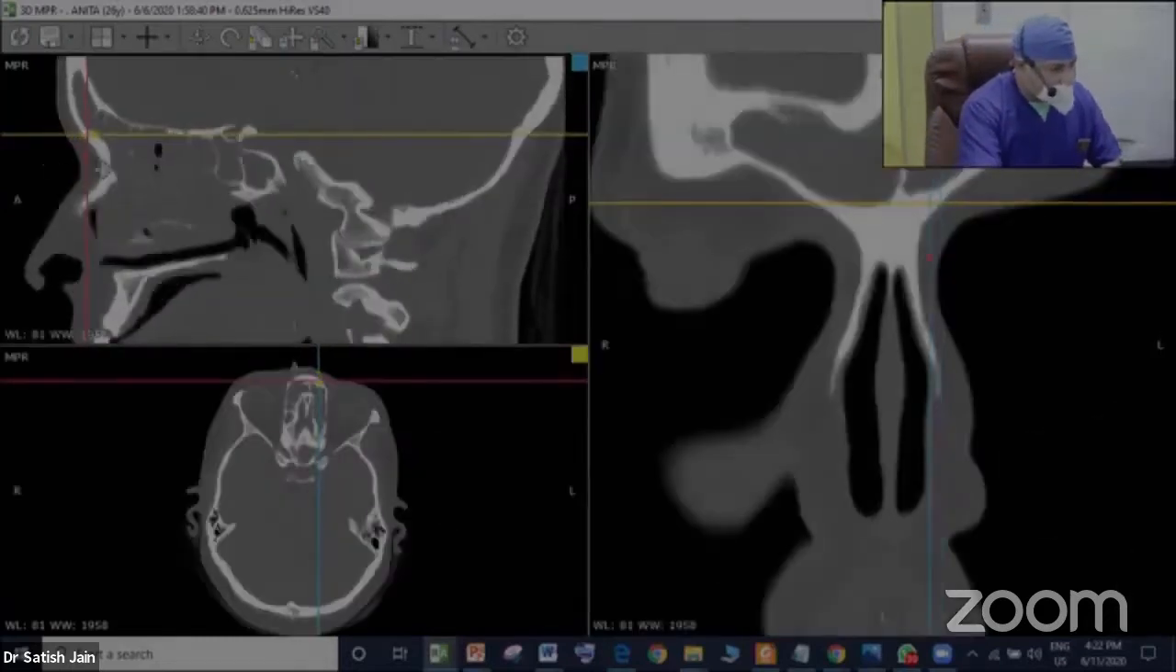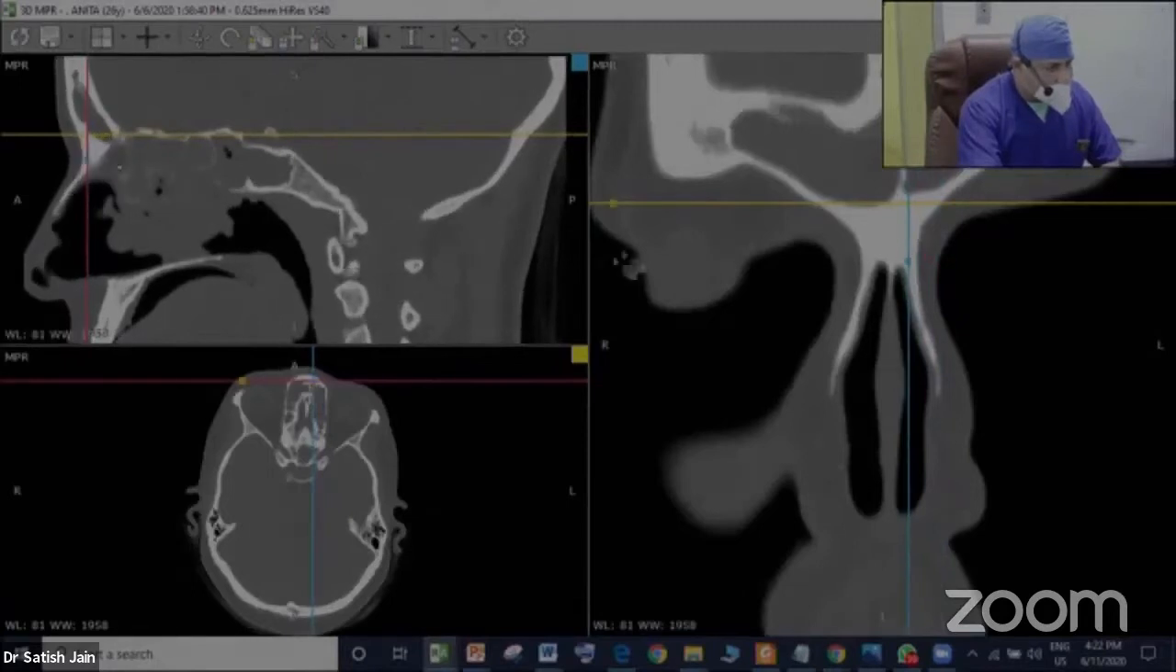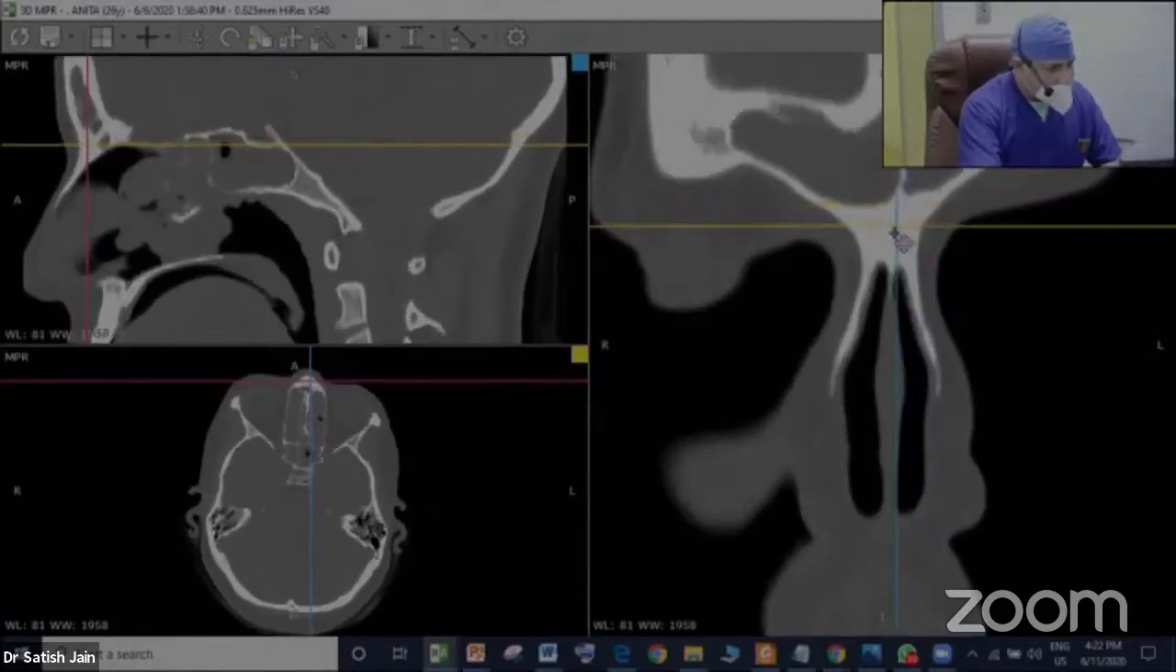If I go back, see in the sagittal plane. Okay, tell Prashant, tell all our friends, it's a fantastic book, sir. Whoever, see the sagittal plane, how the beak is.